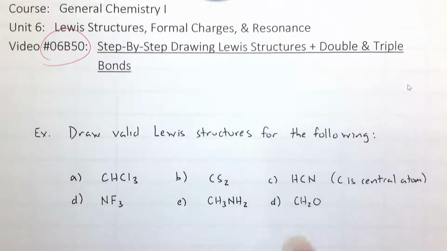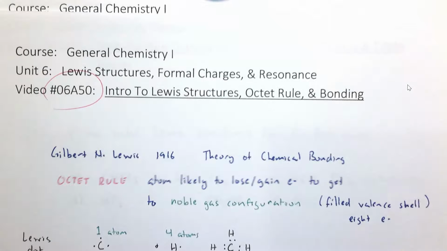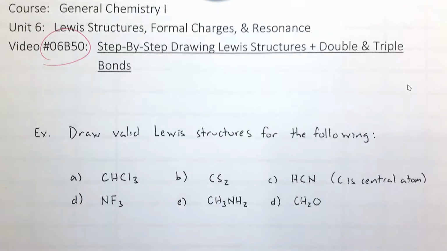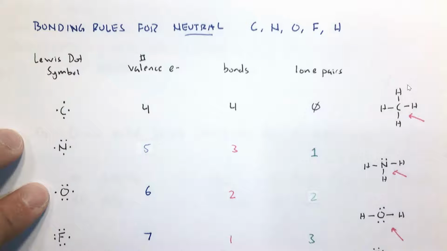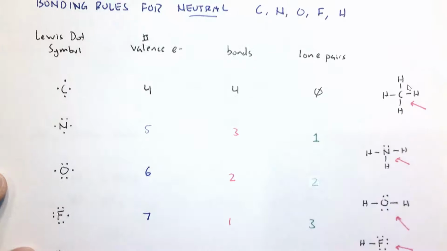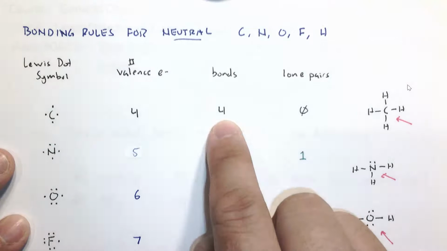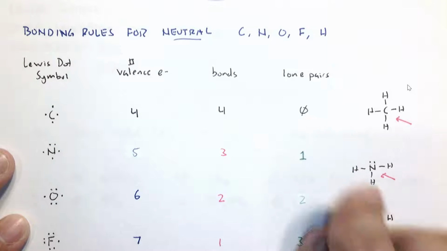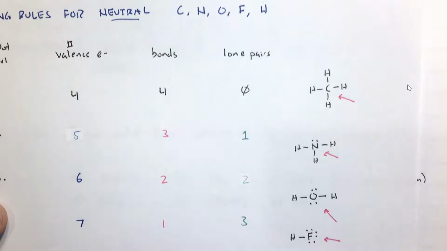Before we take a look at the rules or the guidelines to draw Lewis structures for these compounds, I just want to remind you that in the introduction to Lewis structures in video 06A50, we went over some very basic bonding rules for neutral atoms. Do you remember this table here where we look at carbon, nitrogen, oxygen, fluorine, and hydrogen, and we were able to figure out how many bonds each of those atoms have and how many lone pairs each of those atoms have when they are in compounds? And the example compounds are here on the right.